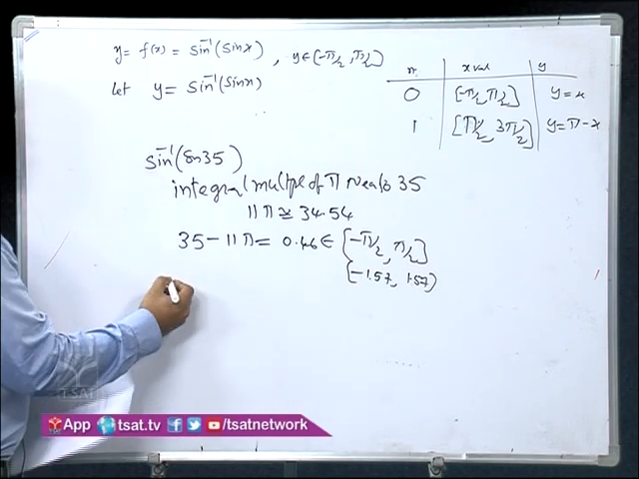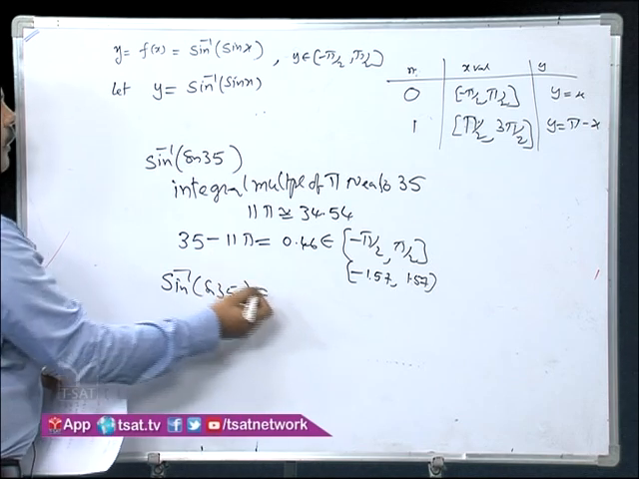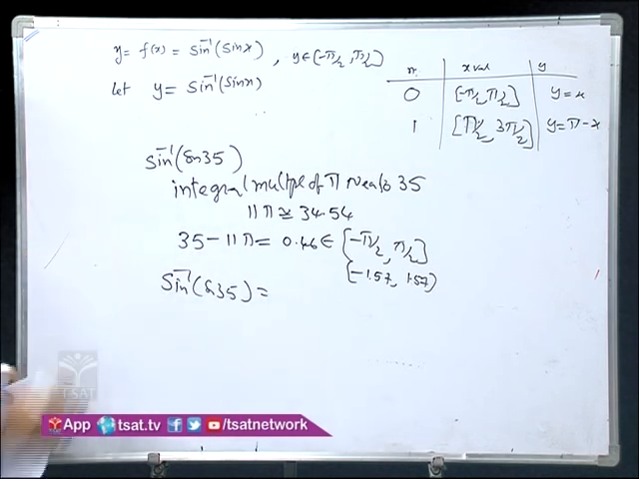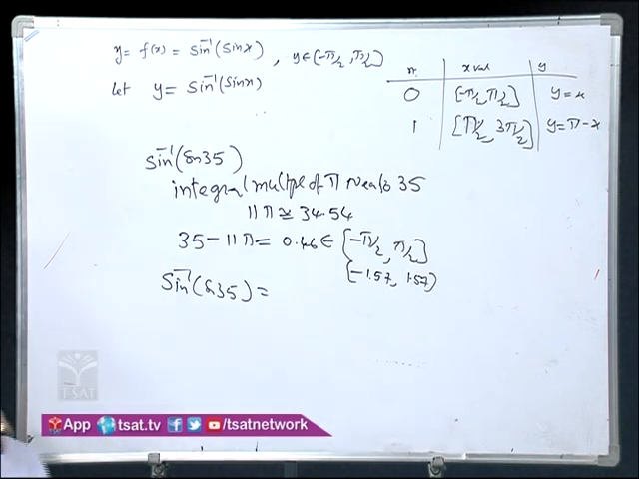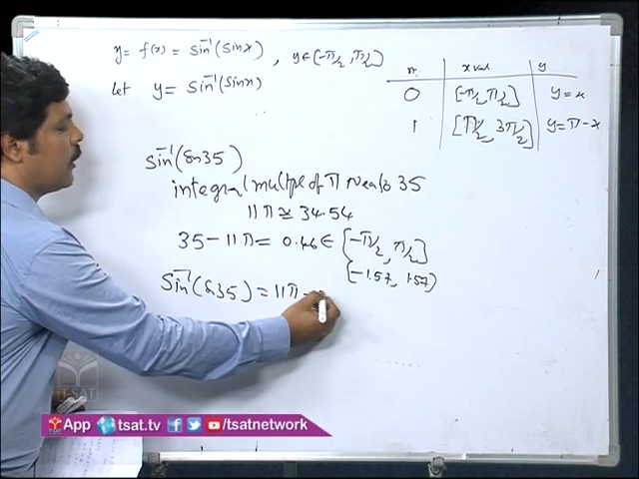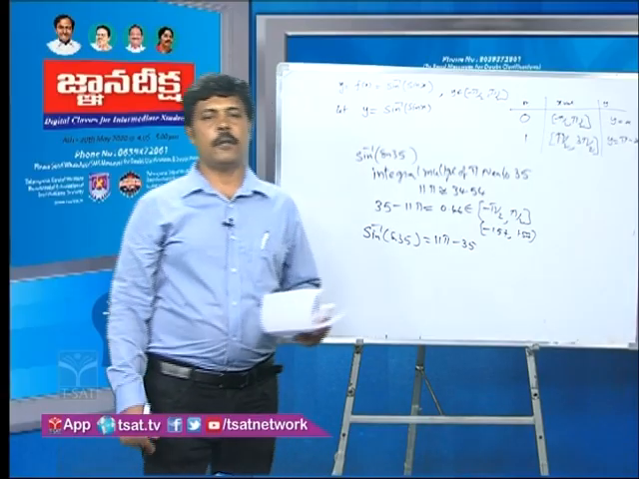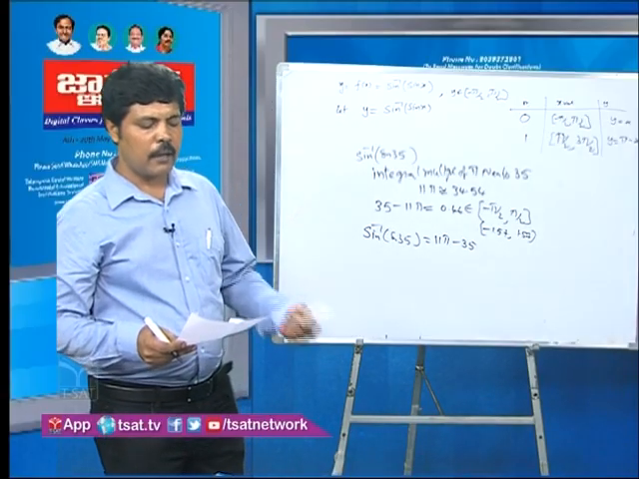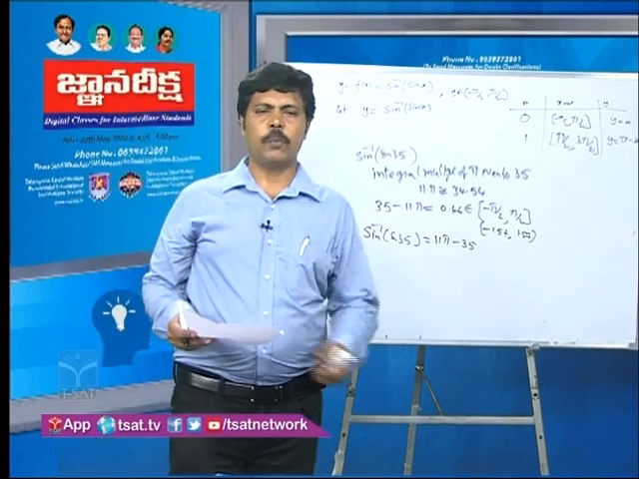Then, sin inverse of sin 35, but 35 is nearer to an odd multiple of pi. Okay, I already gave the formula: odd multiple of pi minus x. Here the odd multiple of pi is 11 pi minus x. What is the x here? 35. This is the shortcut for calculating these higher values of sin inverse of sin. We can calculate sin inverse of sin 100 also, 100 minus 32 pi.